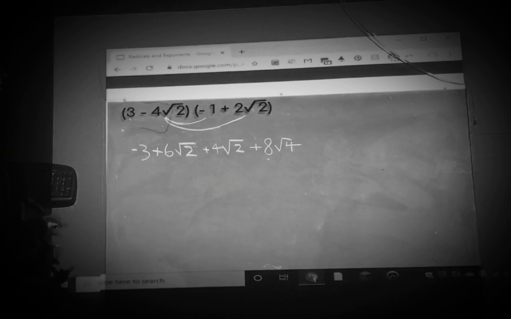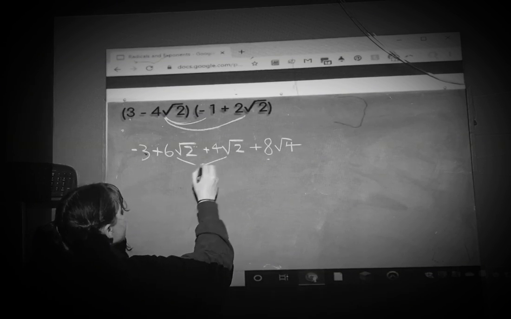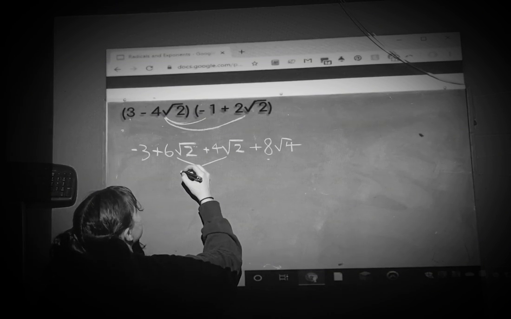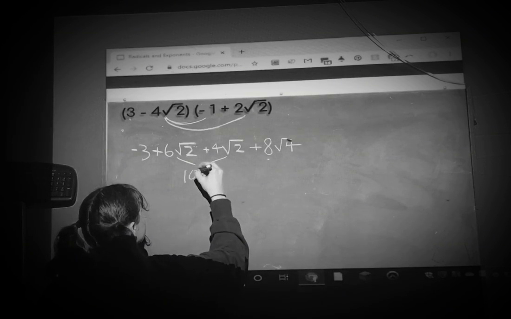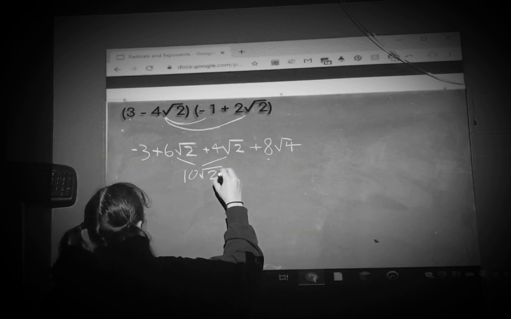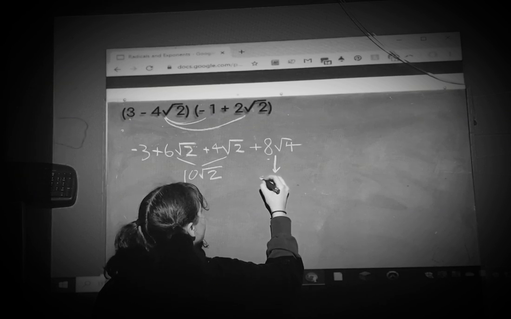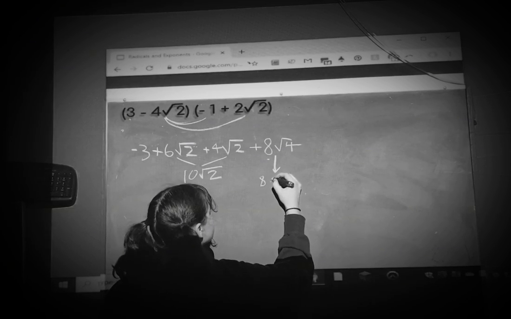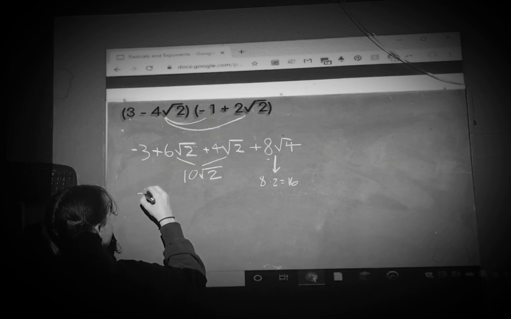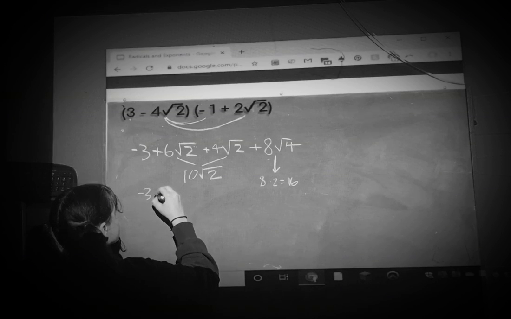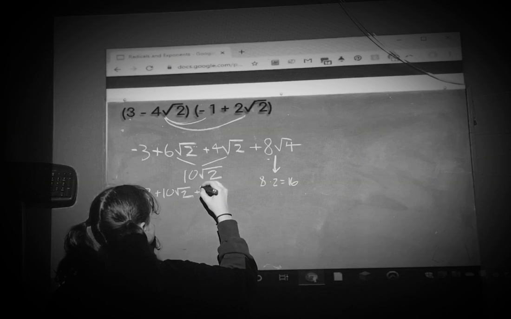Perfect. Now all we have to do is simplify. So we can simplify these two together to get, oh gosh, what's 6 times 4? Sorry, 6 plus 4, 10. 10 square root 2. And then this can be simplified into 8 times 2, 16. So now we have -3 plus 10 square root 2 plus 16.